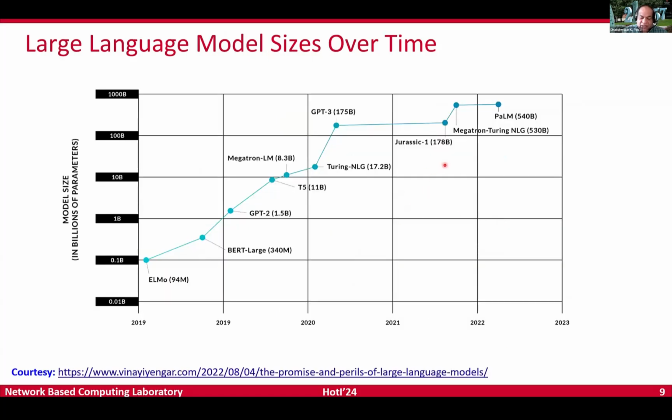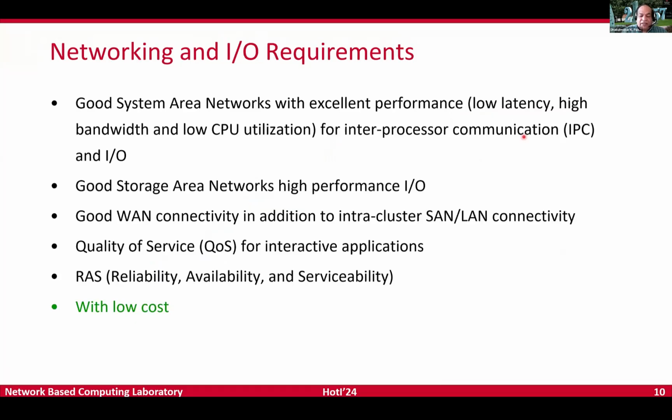This also gives a very quick overview of how we have moved in the field of AI, starting from 94 million to here, 540 billion parameters people are talking about. And already there is a trillion parameter consortium, an organization looking at training these trillion parameter models. So if you take a look at this very broad perspective, what are the networking and IO requirements?